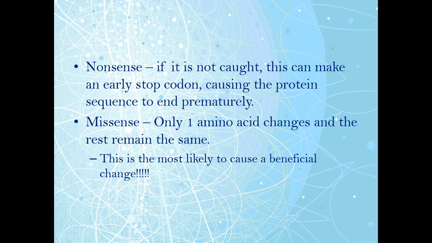A missense mutation is where only one amino acid will be changed. So the rest of the protein will remain the same. One amino acid is going to be different, so that might change the function of the protein just slightly and can be a beneficial change to an organism. This type of mutation is the most likely to cause a beneficial change when we talk about mutations.